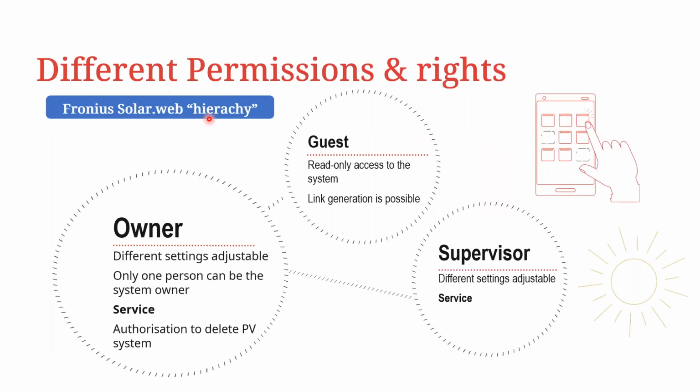So therefore, looking at the hierarchy in SolarWeb, you can have different permissions and rights, as I had mentioned before. So as the owner of the system, you have the possibility to adjust settings, and only one person can be the system owner in SolarWeb. So you can also do service in terms of updating software remotely from SolarWeb if you are the owner, and you have the authorization to delete a particular PV system from SolarWeb as the owner.